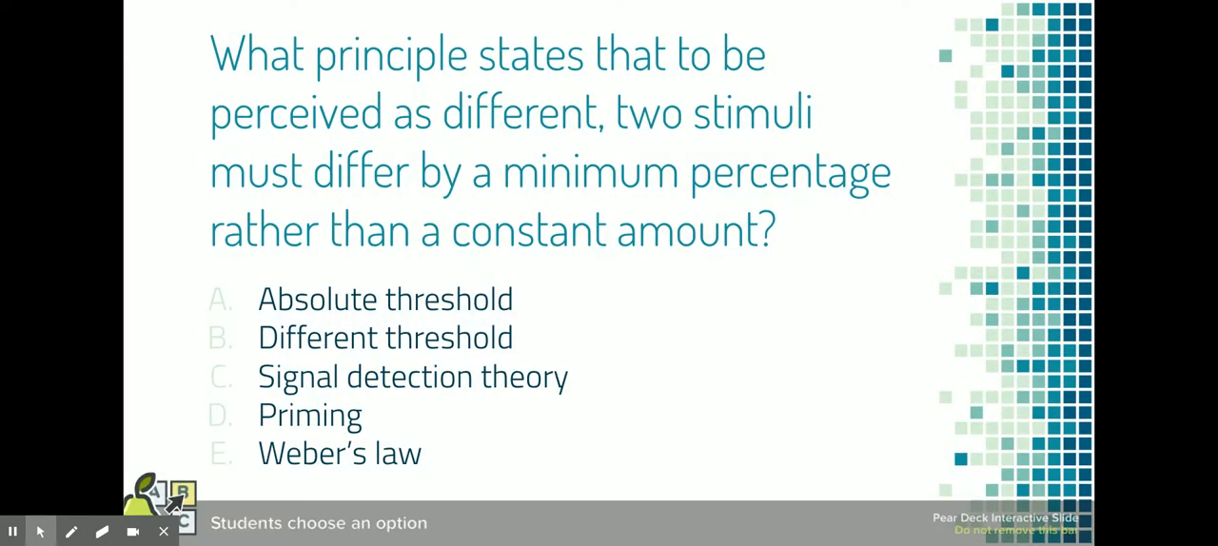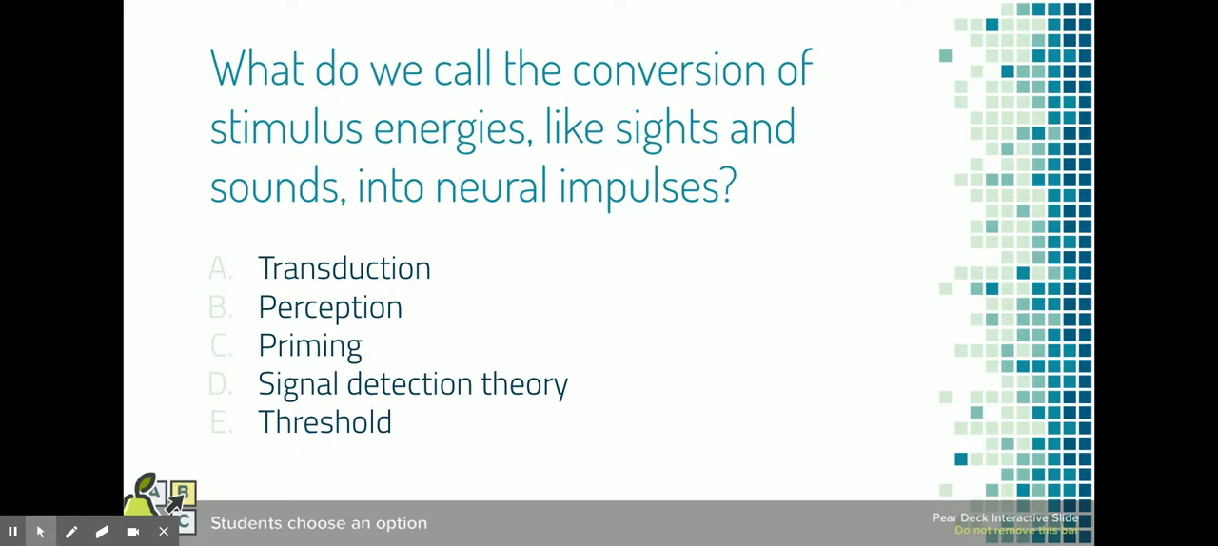So first, what principle states that to be perceived as different, two stimuli must differ by a minimum percentage rather than a constant amount? Go ahead and select your answer. So the correct answer is Weber's law. Next. What do we call the conversion of stimulus energies, like sights and sounds, into neural impulses? Go ahead and choose. The correct answer is transduction.